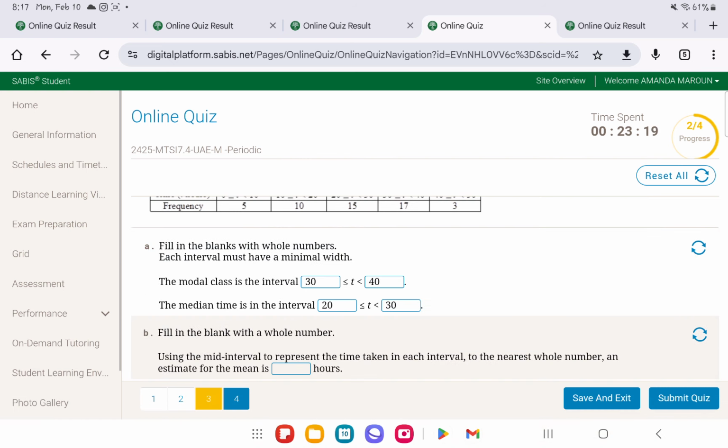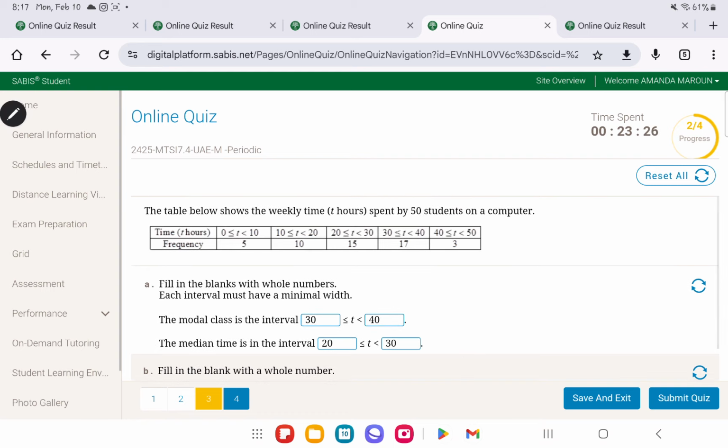Now they said, using the mid-interval to represent the time taken in each interval to the nearest whole number, an estimate for the mean. So we need to find the mean. How do we find the mean? First, we multiply each frequency by its corresponding value, and then we divide it by the total frequency. But if we're dealing with intervals, then we are supposed to find the mid-interval.